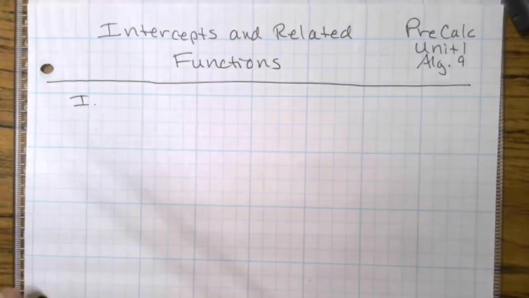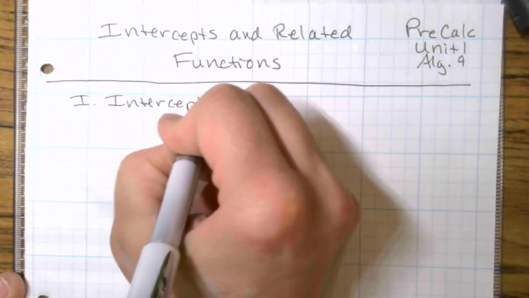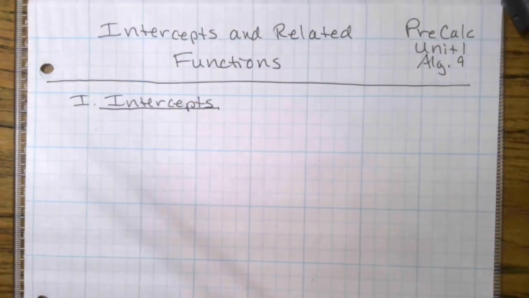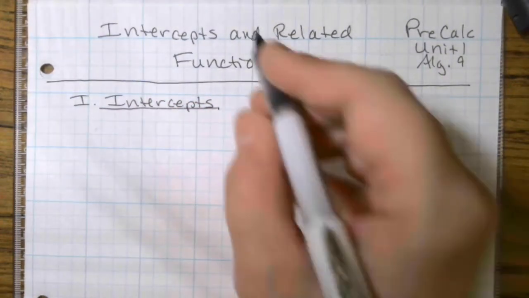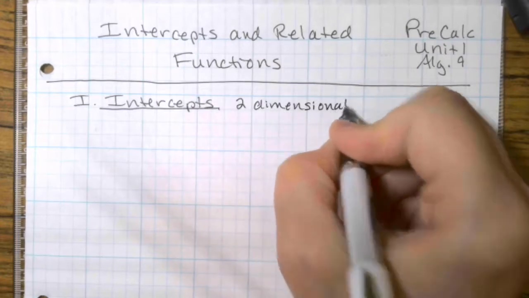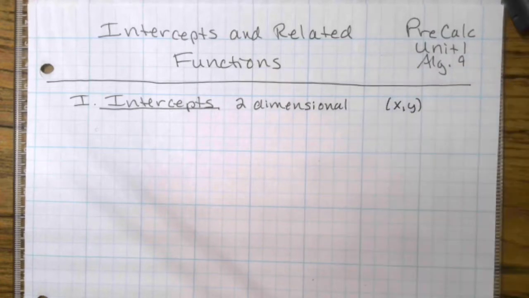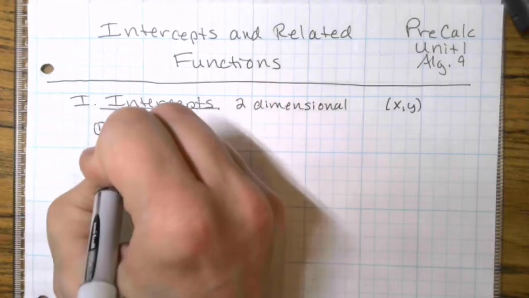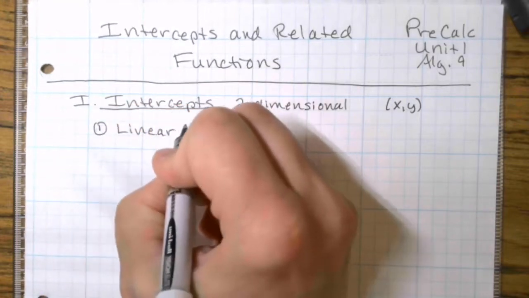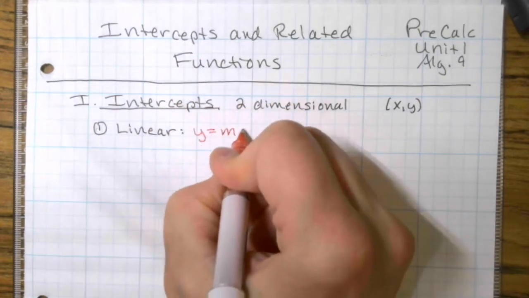All right, Roman numeral 1, let's talk about a review of intercepts. When you're talking about intercepts, you're talking about a two-dimensional situation or graph. In other words, you're going to have x's and y's that come in ordered pairs. So just to review with you linear and quadratic, a linear function is one that comes in the form y equals mx plus b.